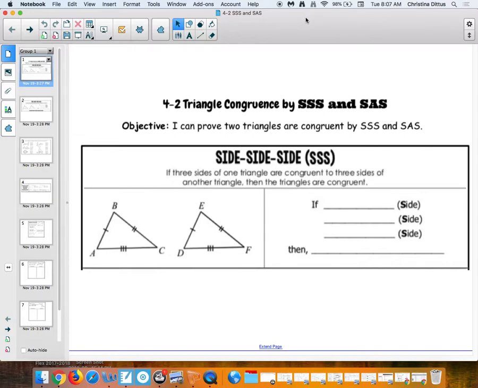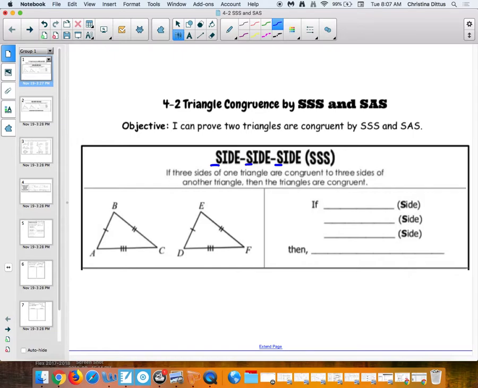First thing we're going to talk about is SSS. Look what it stands for. Side, side, side. So guess what? We need to have two triangles in order to prove they're congruent. Side, side, side. All three sides.